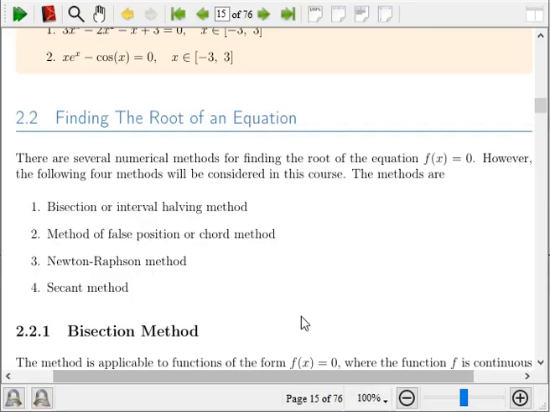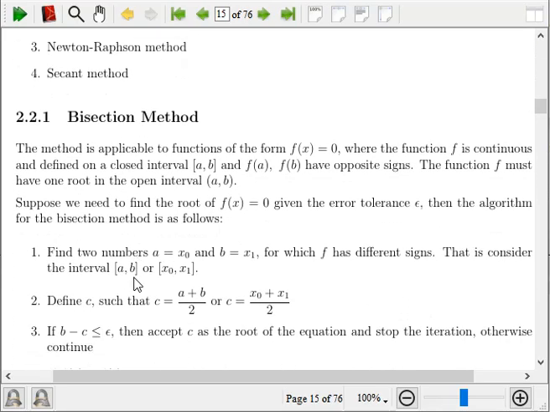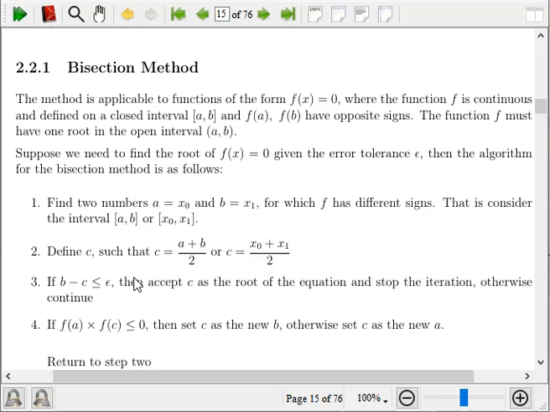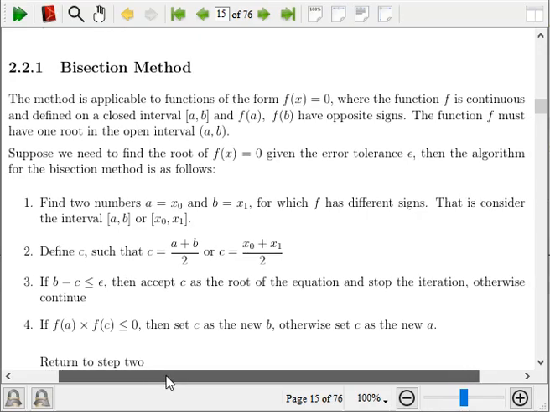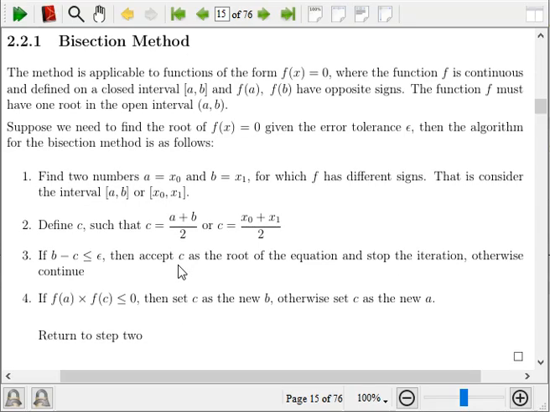So we will be considering four methods: the bisection or interval halving method, the method of false position or the chord method, the Newton-Raphson method, and lastly the secant method. So, the bisection method, so simple. The bisection method is an iterative procedure.